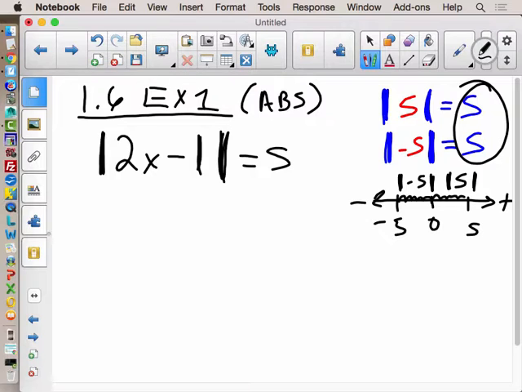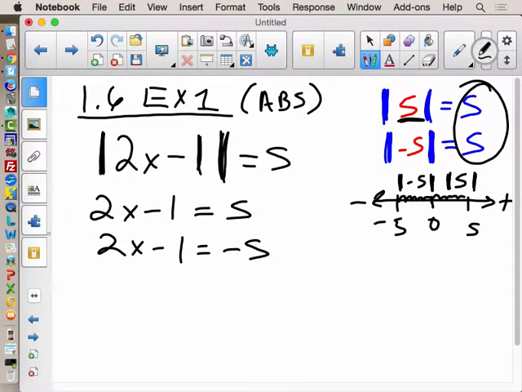So anyways, I have two scenarios. The obvious one is that the stuff inside the absolute value equals 5. So 2x minus 1 could equal 5. Where did I get that from? Right here. Another scenario might be 2x minus 1 could equal negative 5. Where do I get that from? Right here.